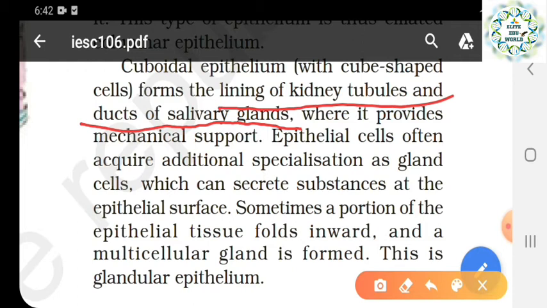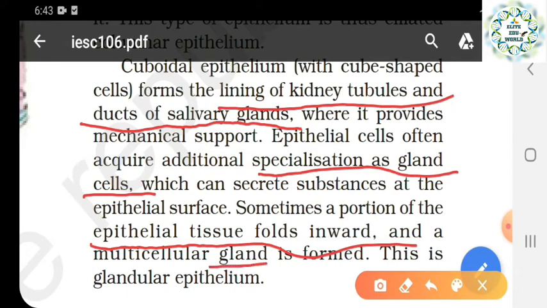Epithelial cells often acquire additional specialization as glands. In several examples, the cuboidal epithelium can be converted into glands. With more folds, the epithelium is converted into glands, which can secrete substances. These cells have the ability to secrete substances at the epithelium surface. Sometimes a portion of the epithelium tissue folds inward, and it makes glands in multicellular organisms.